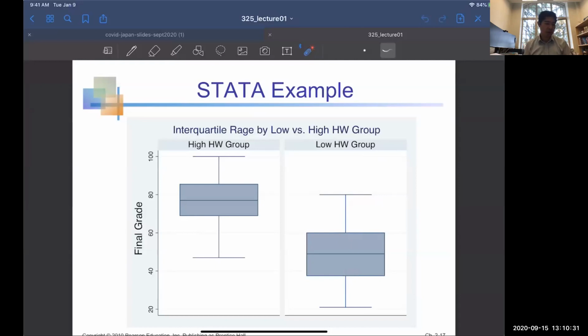So if you ever become a data scientist to analyze data, a lot of times you want to compare two different groups or two different treatment groups. The first thing you do is something like this to compare the two different groups and how the distribution is going to be different. And then this type of interquartile range box plot is very helpful.